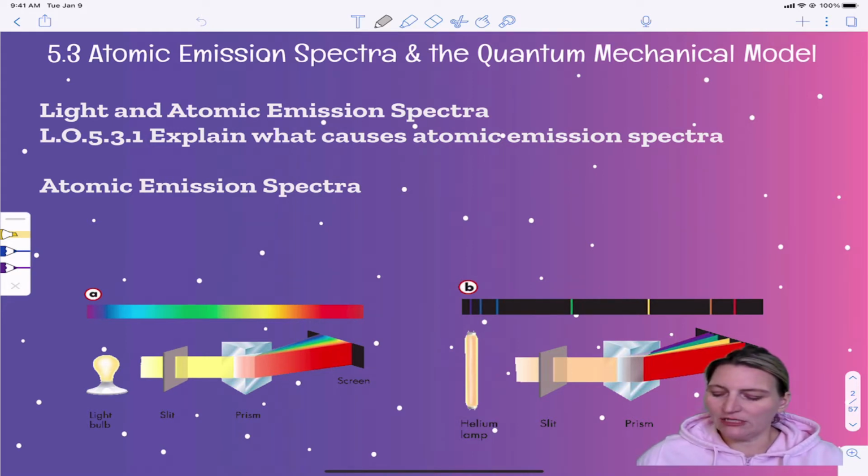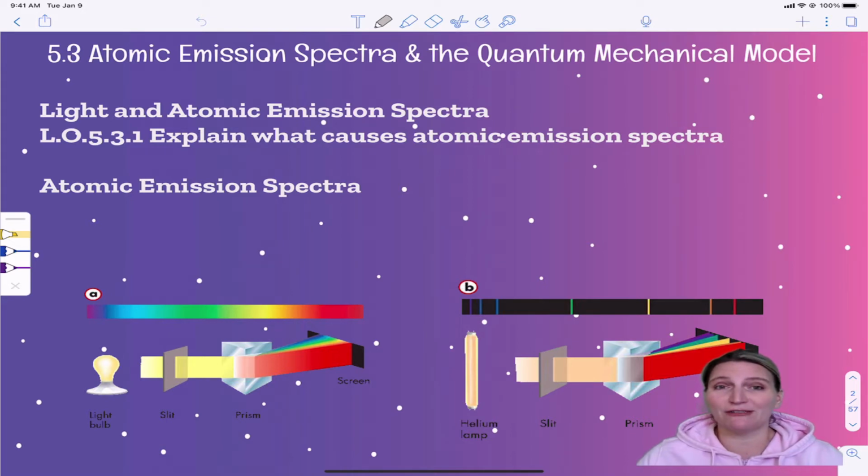And so you can see on the picture on the left, there's just a typical light bulb. The typical light bulb, when it is illuminated, glows with a white light. And when we put that through a prism, we see the entire rainbow of colors, Roy G. Biv. But if I take hydrogen gas, and only hydrogen gas, and put electricity through it, which is what the picture on the right is showing.